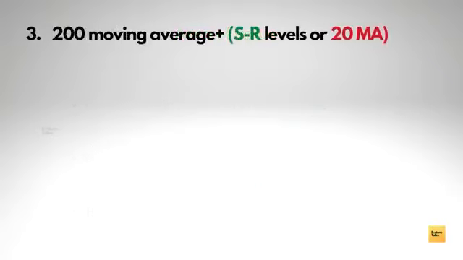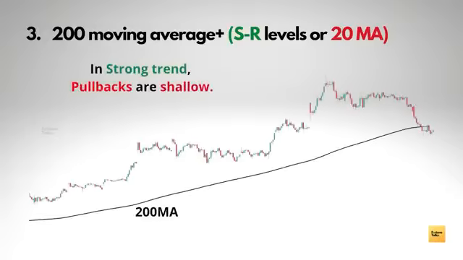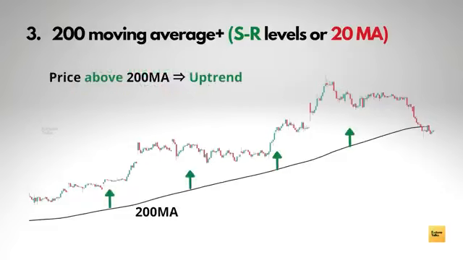Now, the third strategy is using a combination of moving averages and support resistance levels. So in strong trending markets, the price is unlikely to pull back towards the trend line or a moving average, or simply the pullbacks are shallow. Thus, you can look to trade from a 200 moving average. Now, by a general rule of defining the market trend, if the 200 moving average is pointing higher and the price is above it, then the market is in an uptrend.